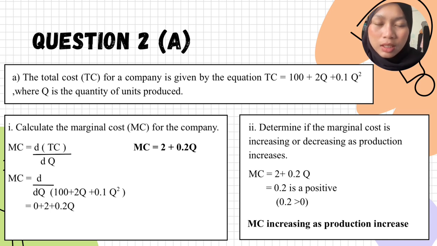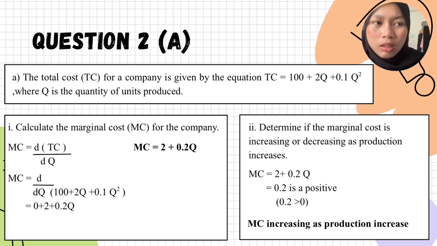Hello everyone. Today I would like to explain question 2A. The total cost for a company is given by the equation TC equals 100 plus 2Q plus 0.1Q square, where Q is the quantity of units produced. The first one, calculate the marginal cost for the company.